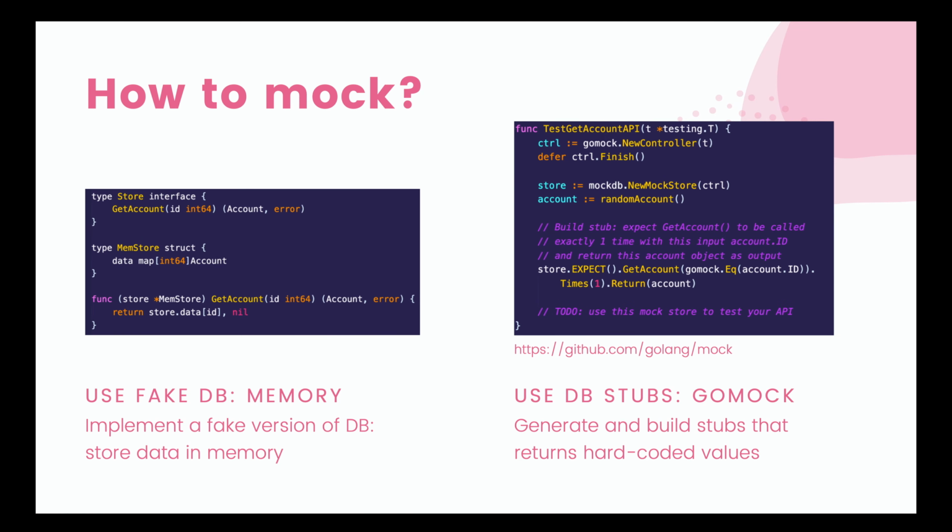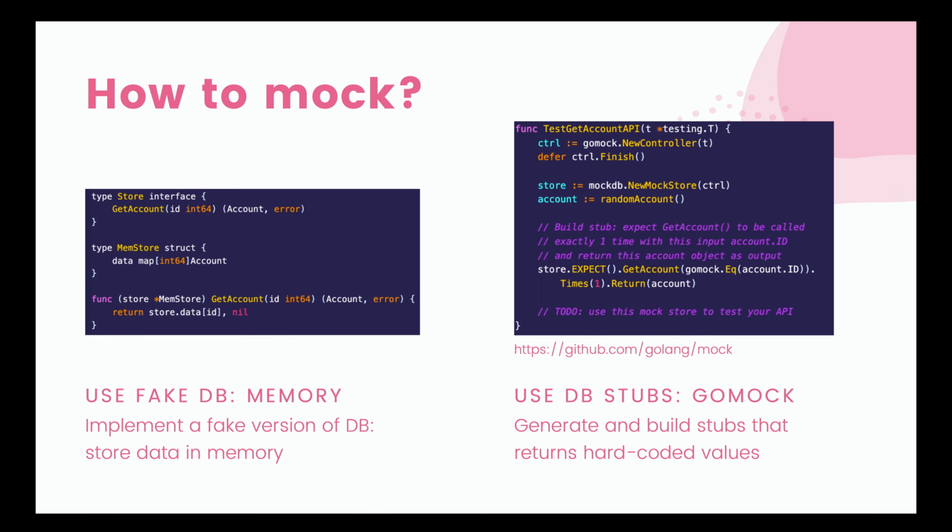So today I'm going to show you a better way to mock DB, which is using stubs instead of fake DB. The idea is to use the Gomock package to generate and build stubs that return hard-coded values for each scenario we want to test. In this example, Gomock already generated a mock store for us. So all we need to do is to call its EXPECT function to build a stub, which tells Gomock that this GetAccount function should be called exactly one time with this input account ID and return this account object as output. And that's it. After setting up the stub, we can simply use this mock store to test the API.